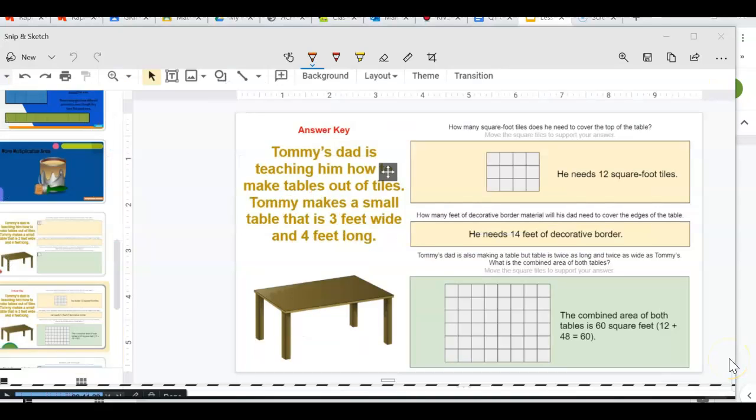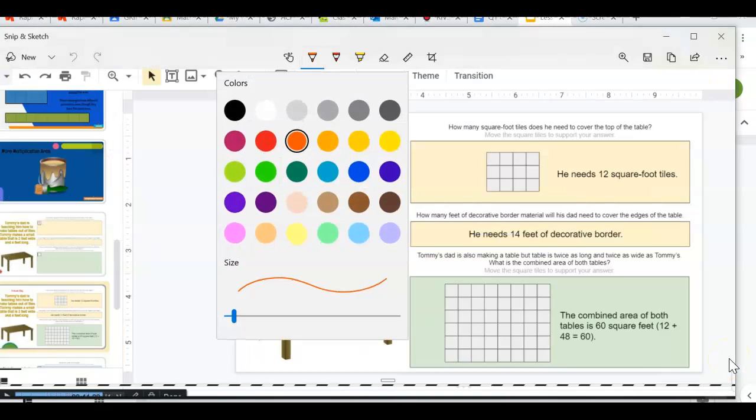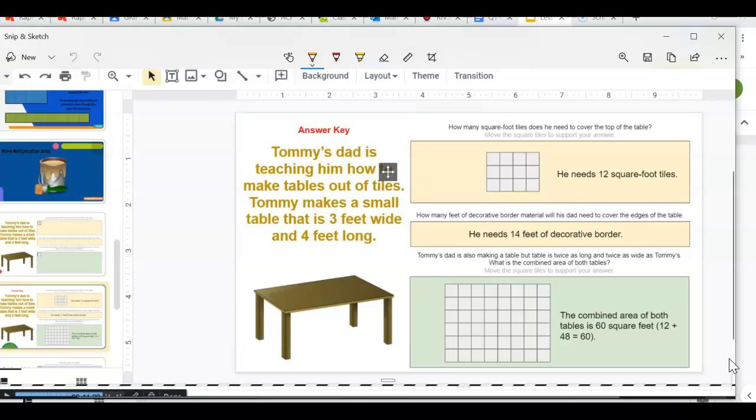Okay, so here's our answer key. You've had an opportunity to work on it, so let's go in and compare your answers to it. And again, we've got the 3 feet wide, 4 feet long. Those are the numbers that we're working with. How many square foot tiles does he need to cover the top? So the top, of course, you get if you find the area of the top part, and it is 3 square units, 3 square feet wide. You've got 1, 2, 3.